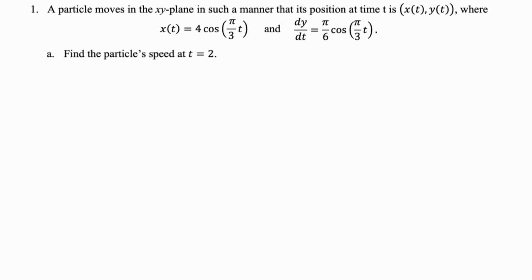is x of t, y of t, where x of t is 4 cosine pi over 3t, and then dy dt. So we know the actual x coordinate. We only know the rate of change of y. dy dt is pi over 6 cosine pi over 3t. We want to find the particle speed at t equals 2.